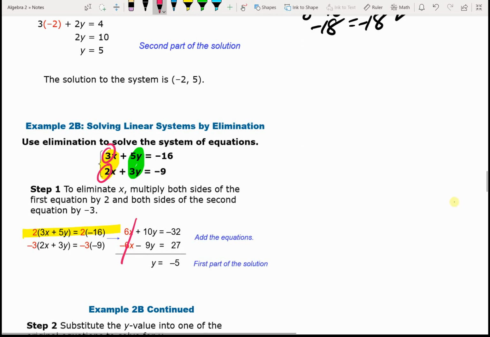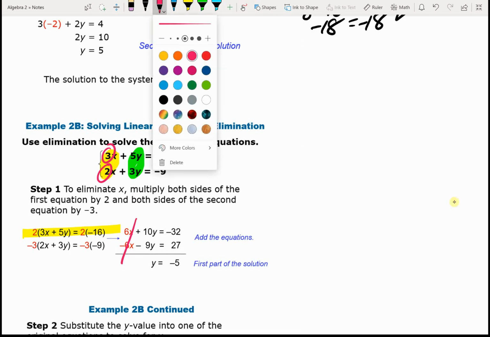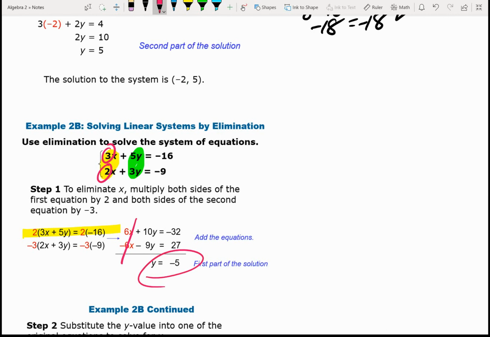We found out what y was. Now again, we can go back to either one of these equations to solve for x. Choose the one that seems easiest. Okay, I'll just choose the second equation. It really doesn't matter. So here I have 2x plus 3, and we know that y is negative 5, and that equals negative 9.